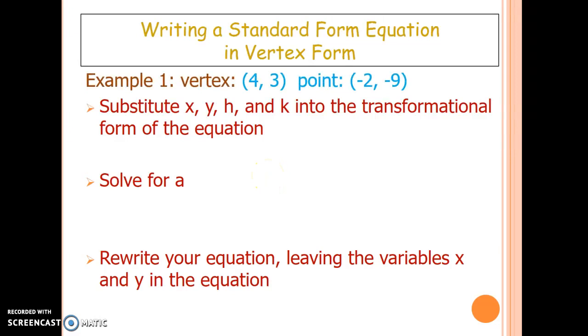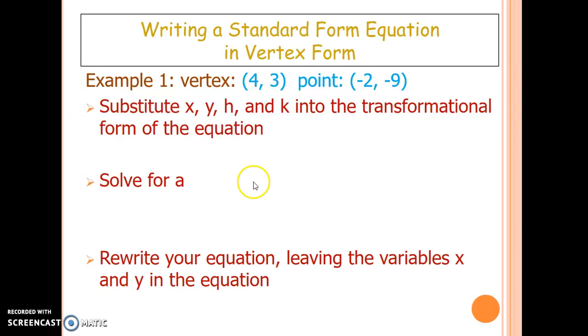So let's say in our example we found that the vertex was (4, 3), and that a point that we're going to use on the graph is (-2, -9). Again, this information is not always given to you. You might have to search for the ordered pair that is the vertex by looking at a graph or a table. And then the point can be any point on the graph. You might choose one point where your neighbor might choose another point, but at the end you should end up with the same equation.